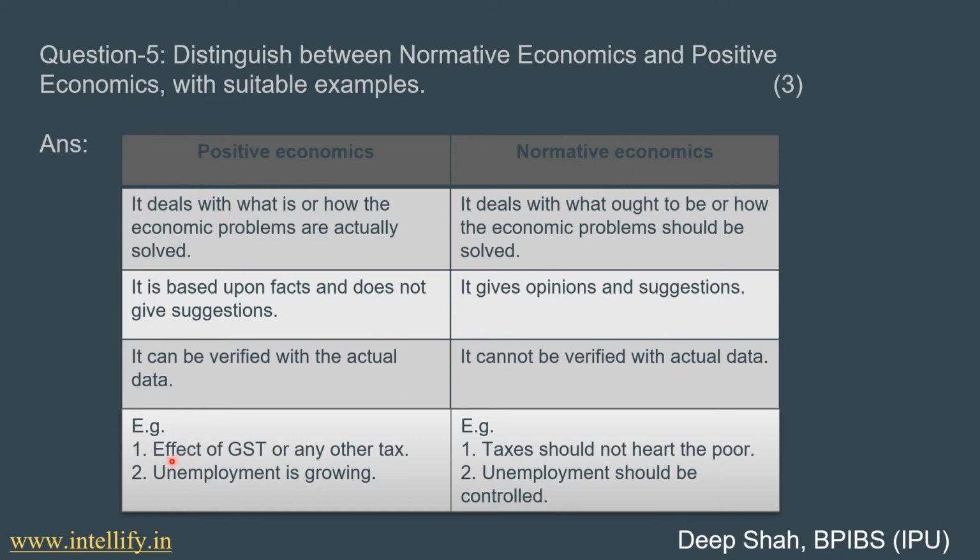Examples: the effect of GST or any other tax, or unemployment is growing, are examples of positive economics. And taxes should not hurt the poor, unemployment should be controlled, are examples of normative economics. So it is clear that the words should and ought to be are there in normative economics statements.